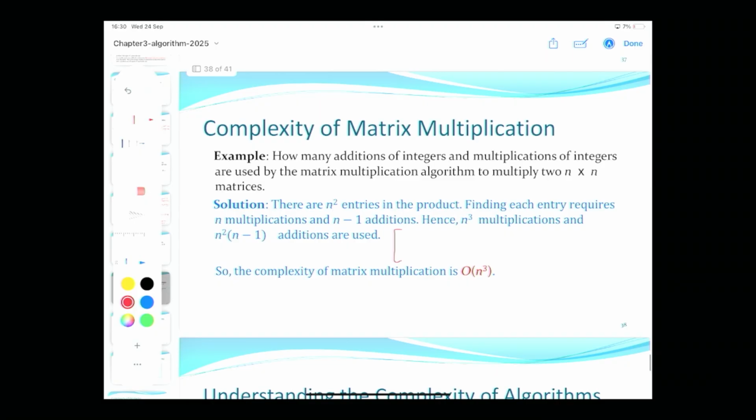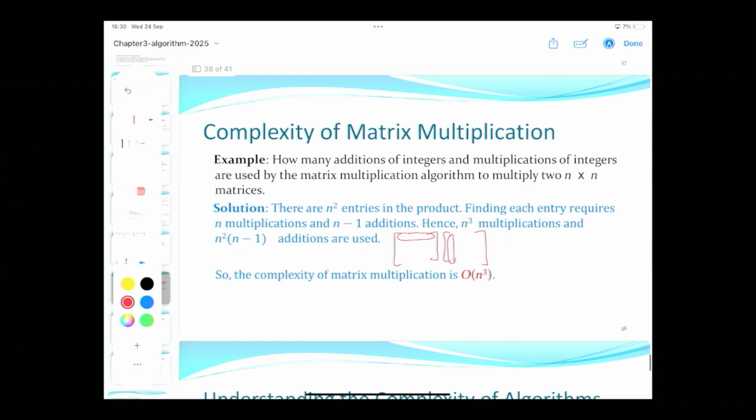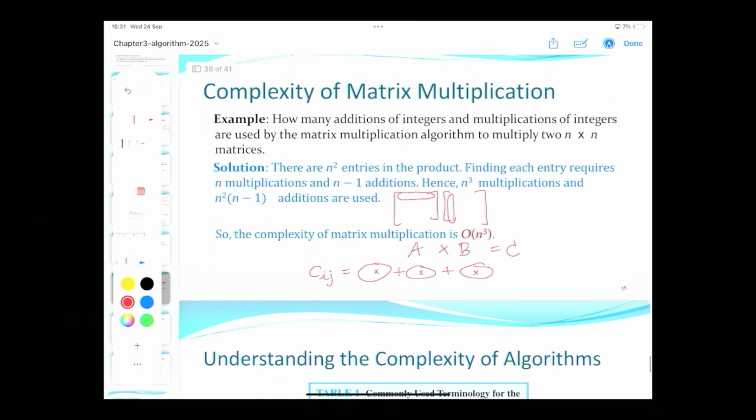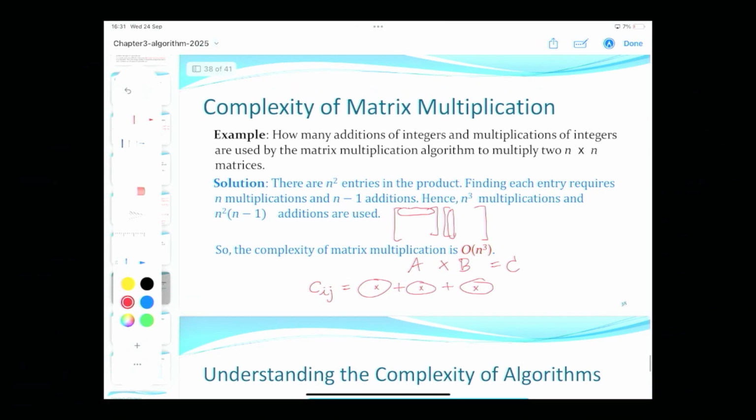Just like when we have these two matrices, to find A times B equal to C, then the c_ij would be something like this one plus this one, and inside there is a multiplication in each term. And then there is addition of multiple terms here, to find each entry in the matrix C. So it's a c_ij there.